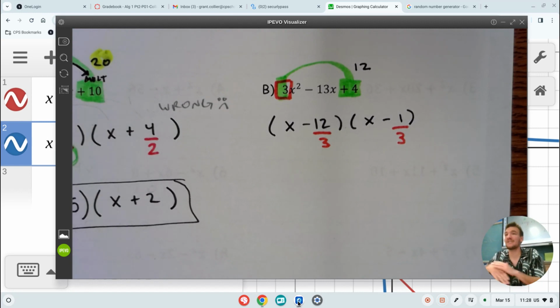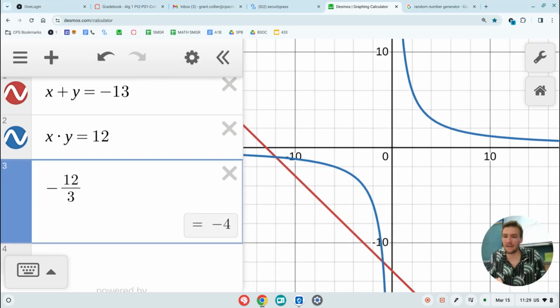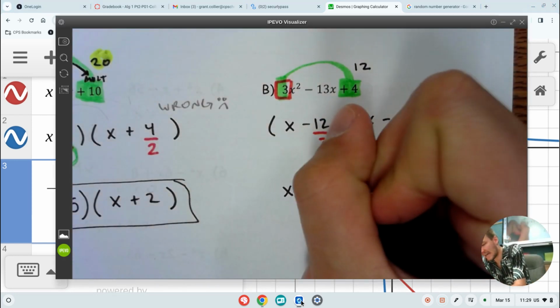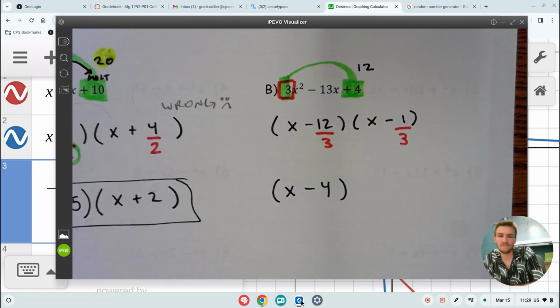If that fraction simplifies to a normal number, no stress, just write it down. If that fraction stays a fraction, put the bottom in front. Not really all that hard. So the first one is negative 12 divided by 3. It says negative 4. Easy. X minus 4. It doesn't stay a fraction, so fine.